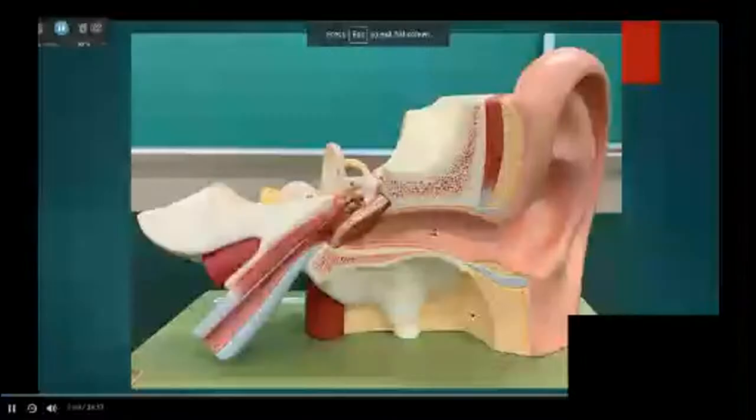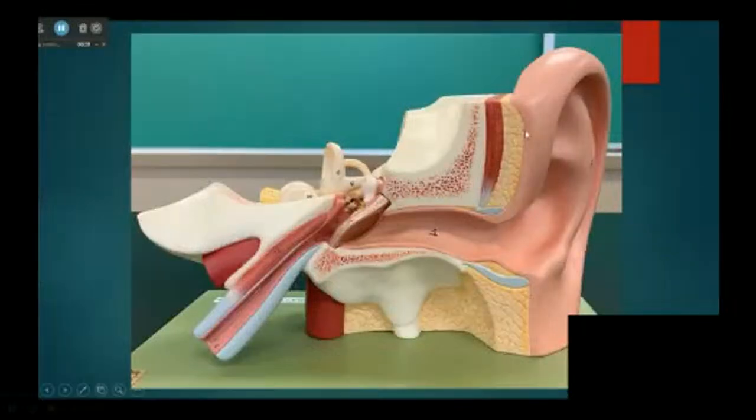Figure 25.1 is the anatomy of the ear. So we have the external ear, the middle ear, and the internal ear. And the structures: we're going to have the auricle or the pinna, and then we're going to have the external acoustic or auditory meatus or canal. Acoustic and auditory are interchangeable, so whichever one makes you happy.